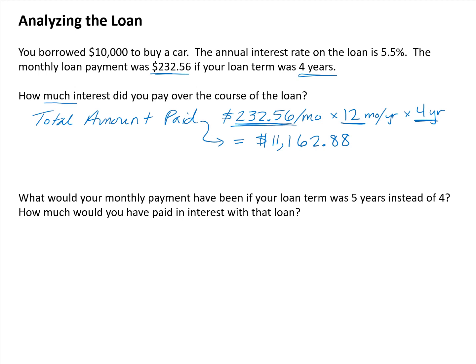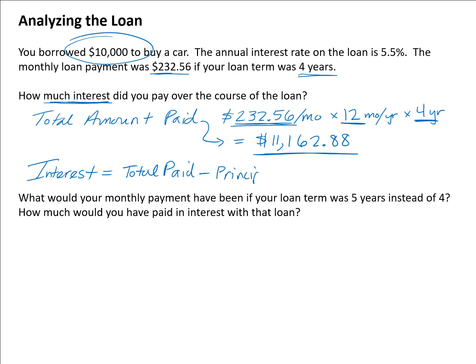So that's the total amount paid. But what I really was asking here is how much interest did we pay? Well, to find the interest, we have to start with the total amount that we paid and then subtract off what we borrowed. Because what's left after what we borrowed is what we paid the bank in interest. So the interest is always going to be the total paid minus the original principal. So that would be $11,162.88 minus $10,000. I've written almost a little too big here. I'll squeeze my answer in here. That's $1,162.88 in interest. That is the interest that we actually have paid in the course of the loan over the course of those 4 years.